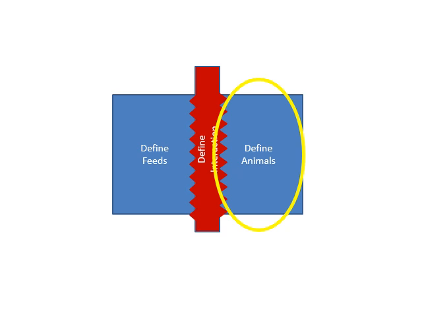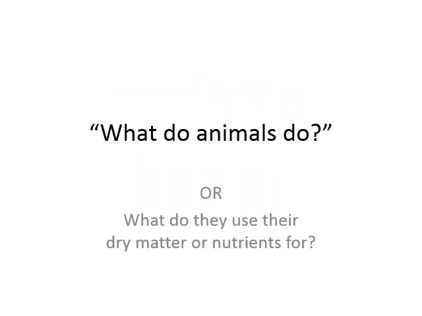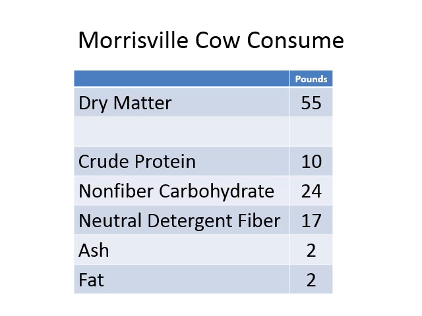We're going to spend some more time still on the defining animals part of our science of nutrition. We're going to specifically look at what animals do and how they use the dry matter, how they use the nutrients, and where they need nutrients for. So again, we look at our Morrisville cow and what it consumes.